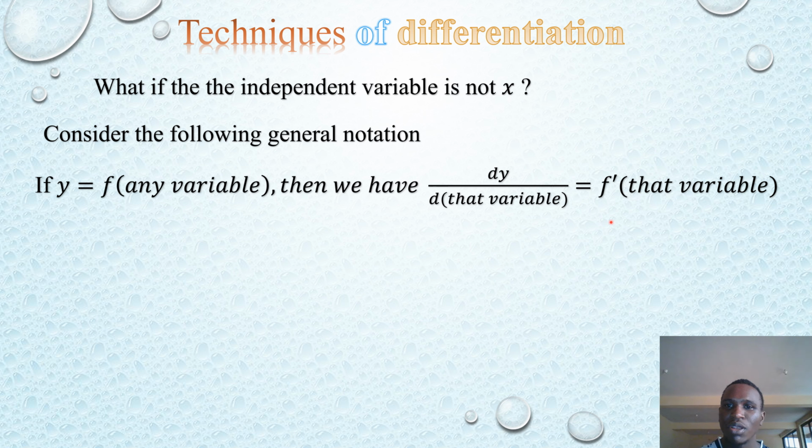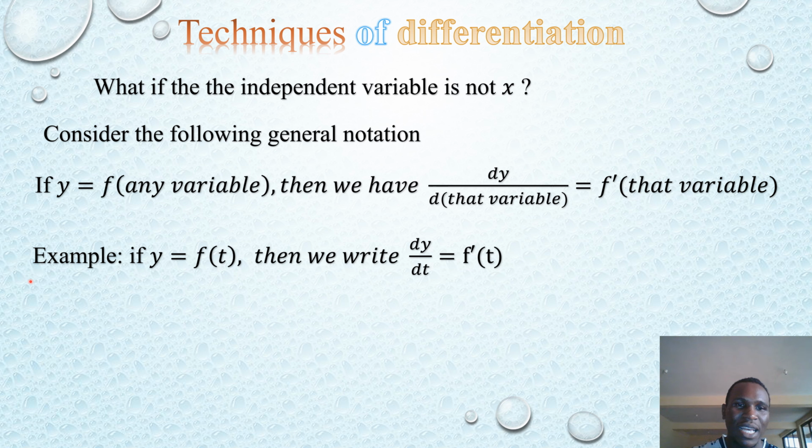And that will also be denoted differently. Instead of writing f prime of x, in general, if it is not x, you write f prime of that variable. If it is t, you write f prime of t. If it is s, you write f prime of s, which denotes dy on ds. Okay? Yes.